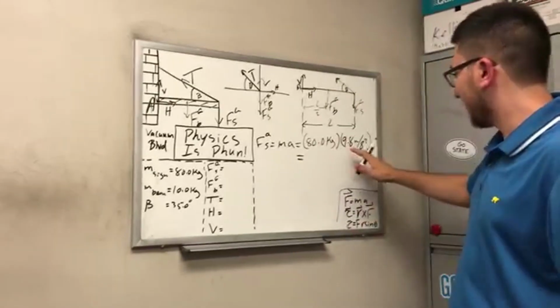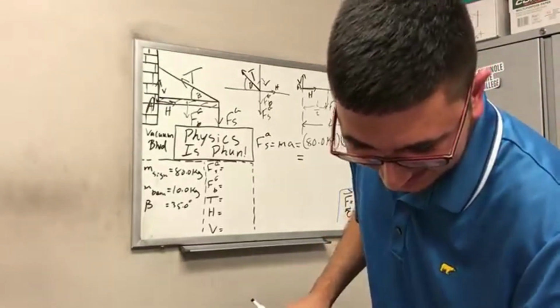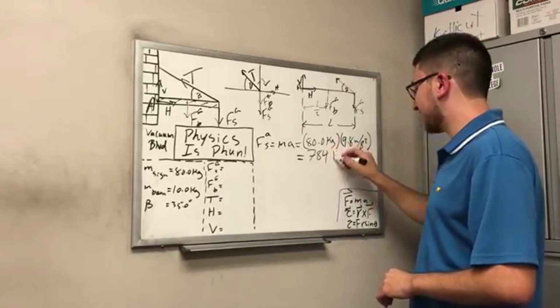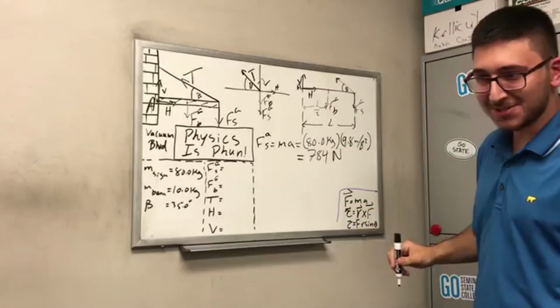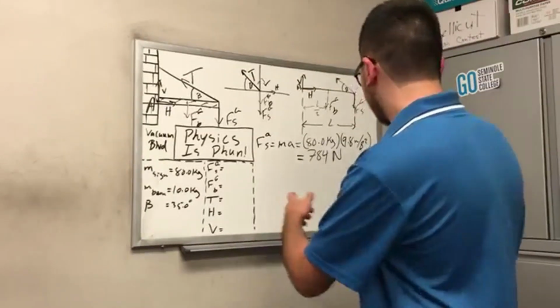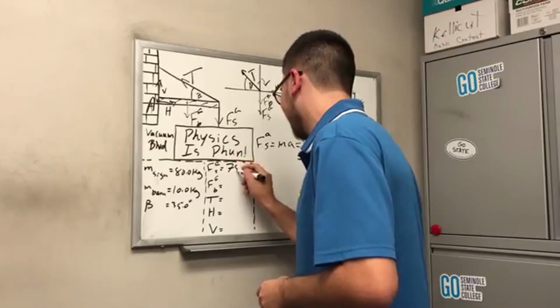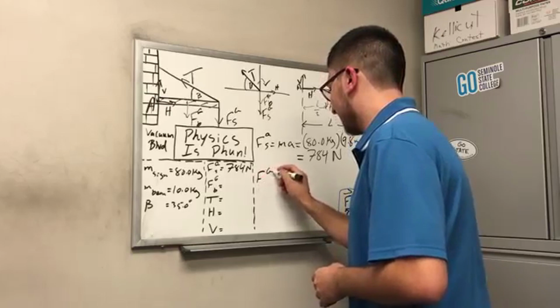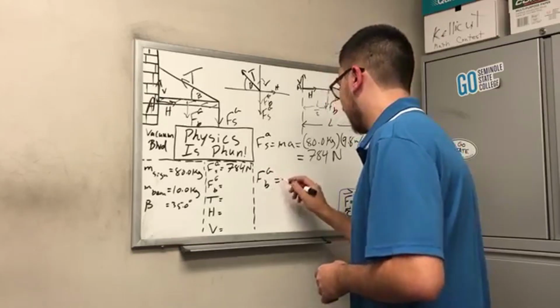So I already worked this out. 80 times 9.8 is going to give us 784. And we use newtons because that's a force. The next one, let's plug this in actually. 784 newtons. Our next force is the force of gravity for the beam, and that's also MA.